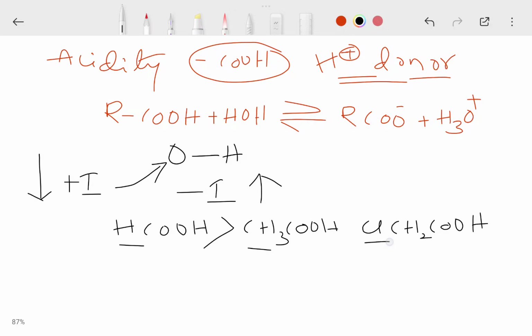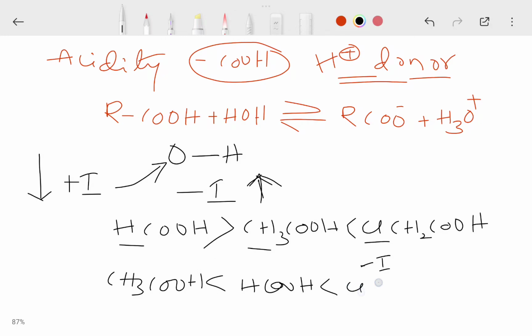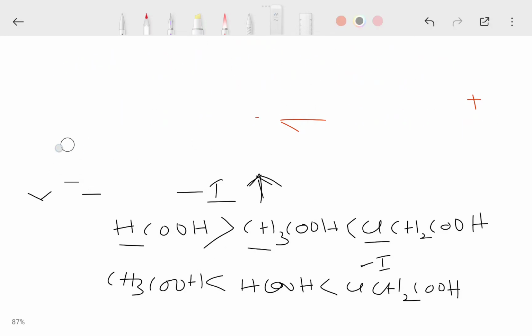Here one chlorine group is present, Cl. Cl is a minus I group, an electron withdrawing group. Electron withdrawing groups or minus I groups increase the acidity. In total, you can write the order: the least acidic compound is CH3COOH, then formic acid, then chloroacetic acid. This is the acidity of carboxylic acids.